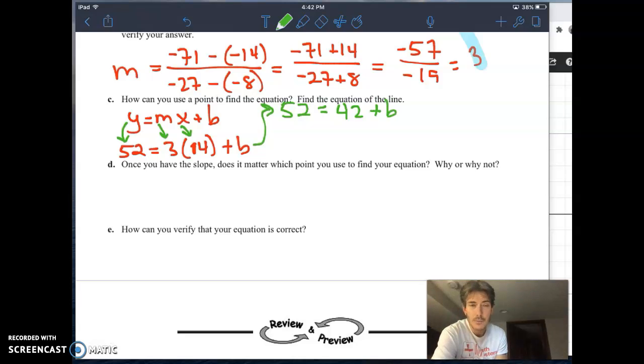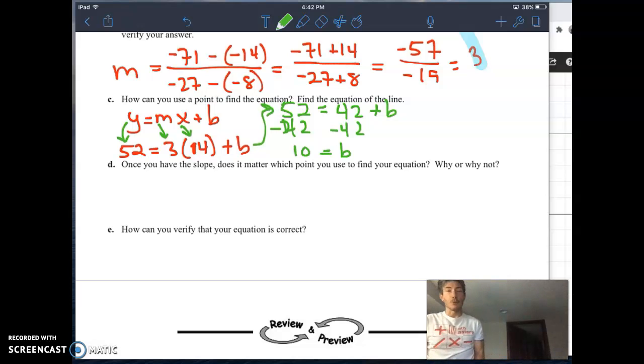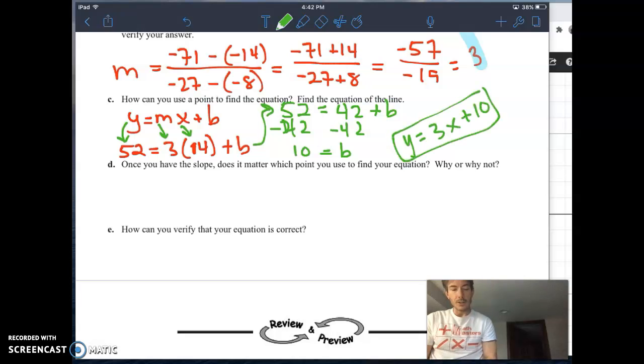Now, this might be manageable, but if not, grab a calculator. Subtract 42 from both sides to get the b by itself, and when you do so, you get b as 10. Okay, now if you stop there, you haven't really written the equation. We want you to take it a step further and plug m and b back into the equation of the line. So it's going to be y equals 3x plus 10. All right, there is my equation.